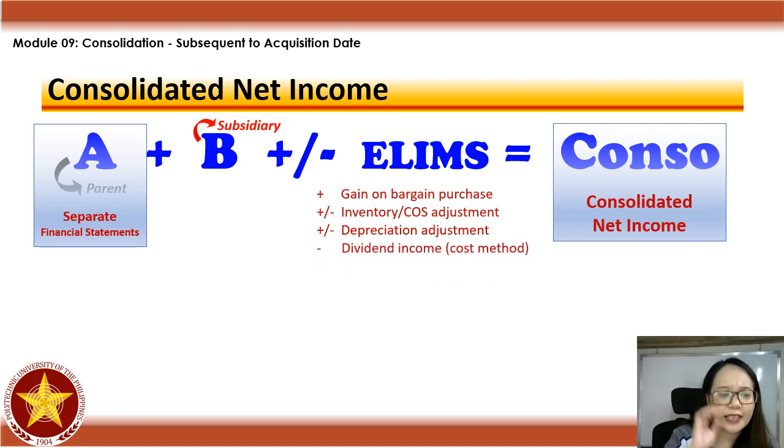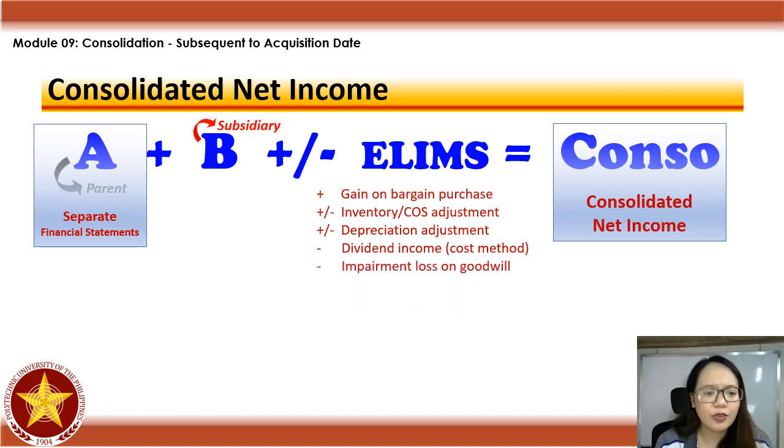And then, dividend income under the cost method. Sa cost method kasi, si parent, in-income niya yung na-receive niyang dividends from subsidiary. Tanggalin mo yun. Kasi, di ba, they are viewed as one company lang. So, bakit ka mag-i-income sa sarili mo? And then, impairment loss on goodwill. Kasi, again, goodwill is just recognized under consolidation, as your consolidation entry. So, the impairment will also, papasok lang din siya sa eliminations or consolidation entry.